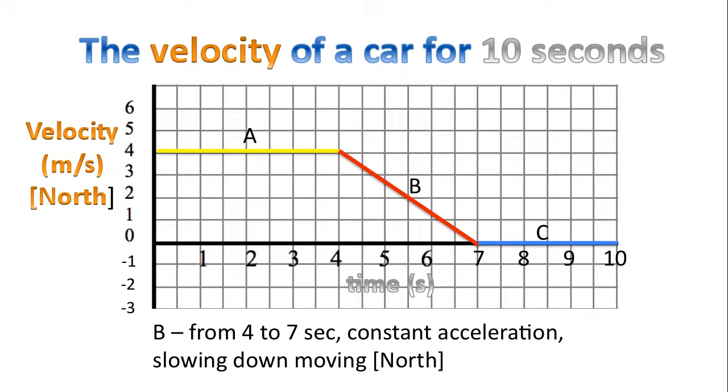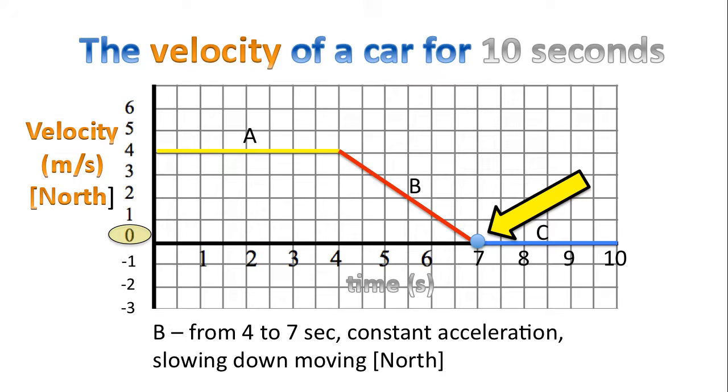For section B, from 4 to 7 seconds, it's constant acceleration. In fact, it's slowing down, moving north. So how do we know it's slowing down and moving north? Looking at the arrow, at 4 seconds, it's 4 meters per second north. Sometime later, it's moving at 3 meters per second, still moving north. 2 meters per second, still moving north. 1 meter per second, still moving north. And finally, it comes to a stop.